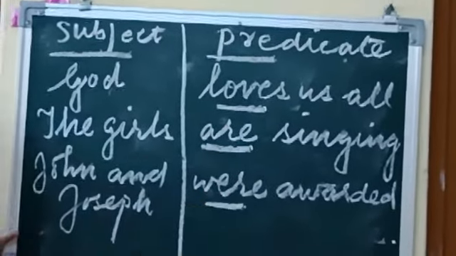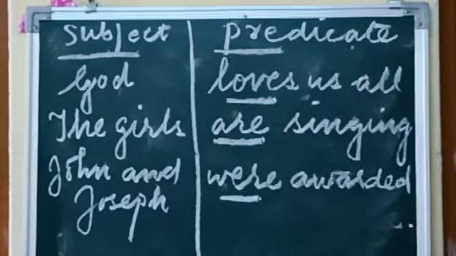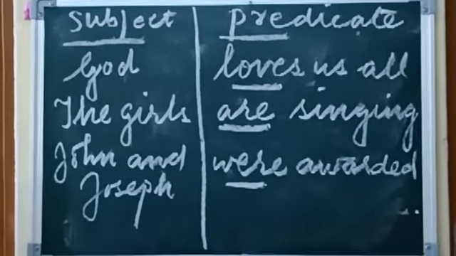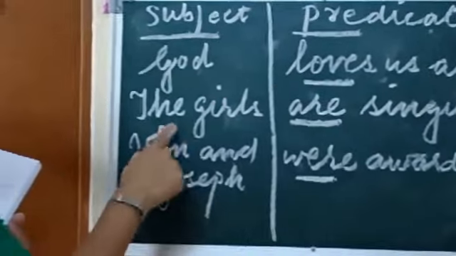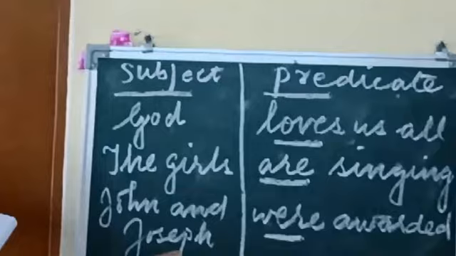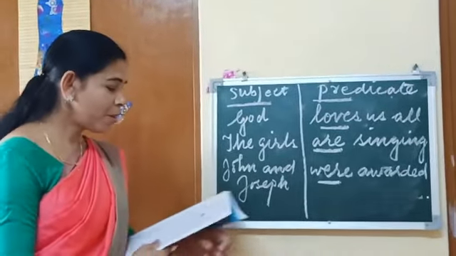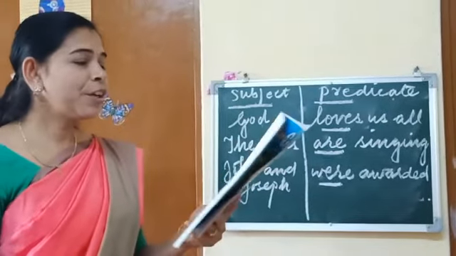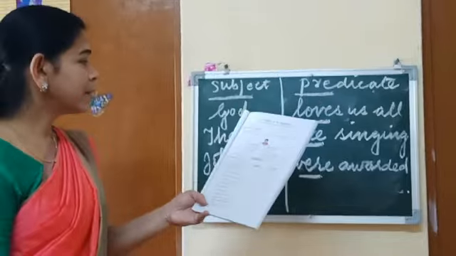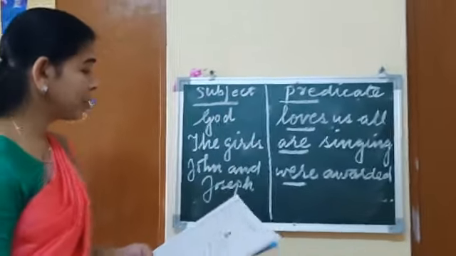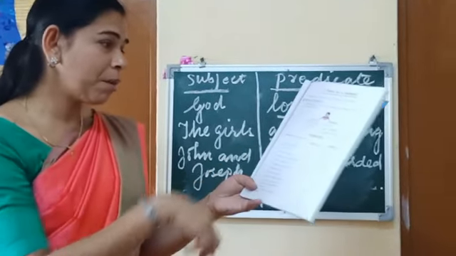Loves, are, were. So I have just shown you 3 examples. Since my board is very small, I cannot give you so many examples. So I have written here 3 examples. God loves us all. The girls are singing. John and Joseph were awarded. I hope you have understood me. So this is a simple lesson for you, only the division of subject and predicate. Once again, I'll just explain to you, then I'll show you the example part here.